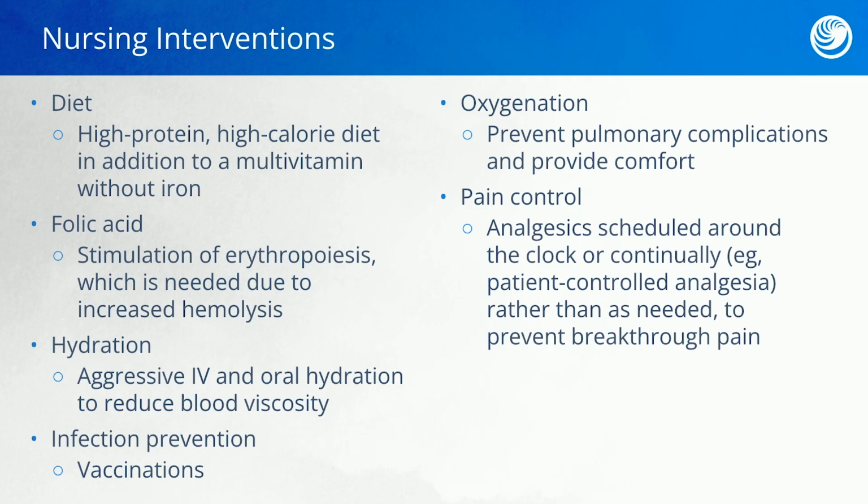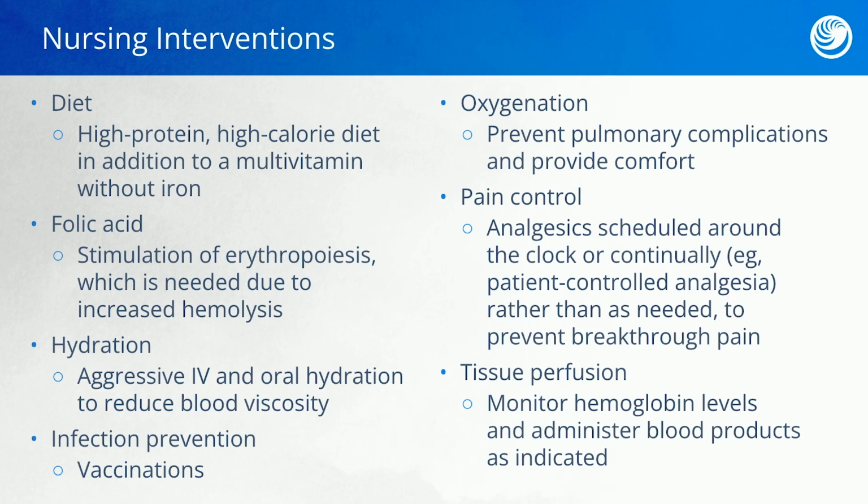The last thing that we want to think about is assessing our patient's tissue perfusion. Remember, they have little clots everywhere. So we're going to look at their labs for sure, but also think about assessment. Does my patient have a pulse? Are their limbs pale? Do they have pain?